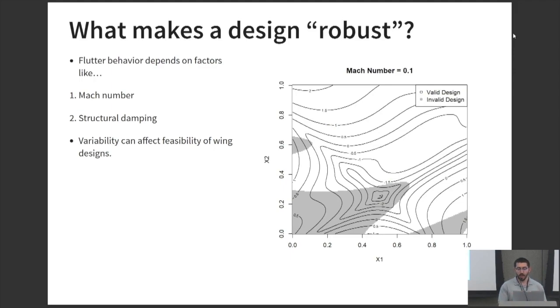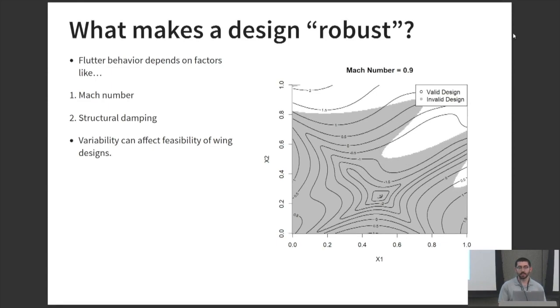So here's an example. I show that when the Mach number is 0.1, imagine that this is what the constraint region looks like. Most of the designs are feasible. But as I increase the Mach number, the feasibility region gets smaller and smaller, right? So there are fewer feasible designs, which makes sense as the aircraft moves faster and faster. So the idea of robustness that I'm defining here is that a robust design is feasible under a variety of scenarios, not just one or two.